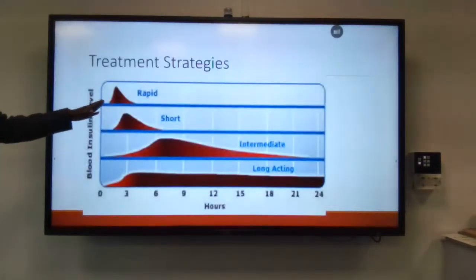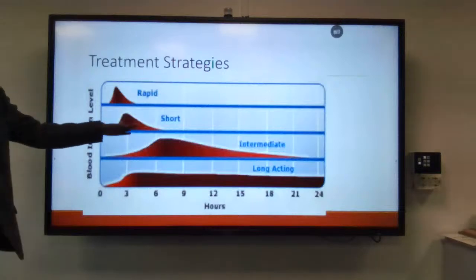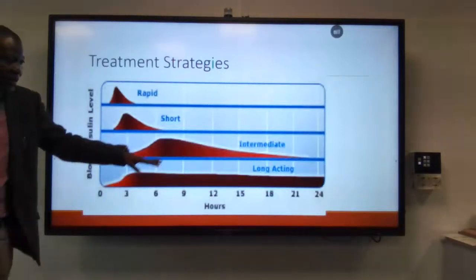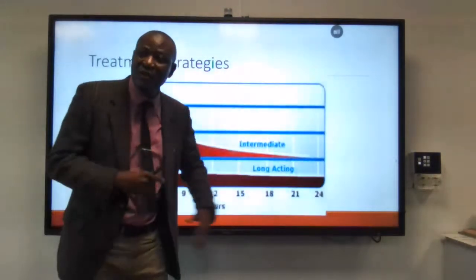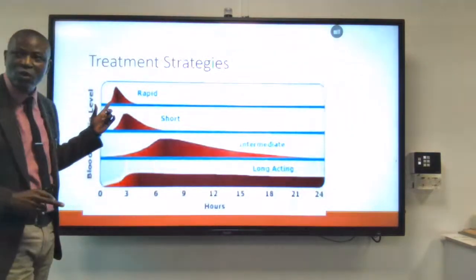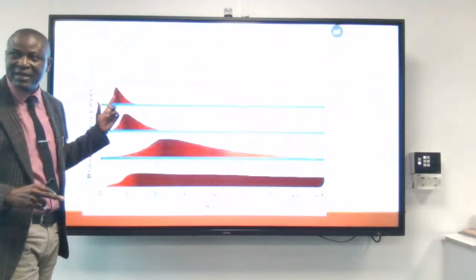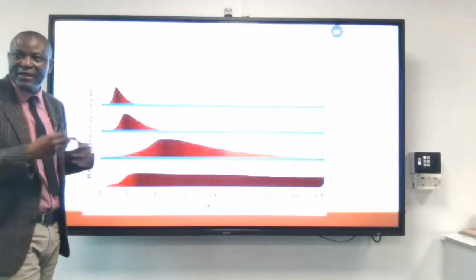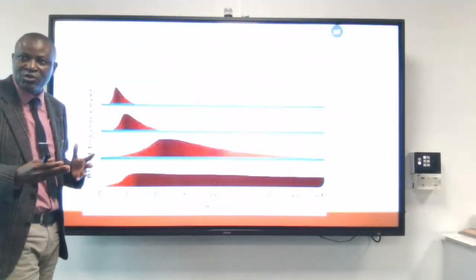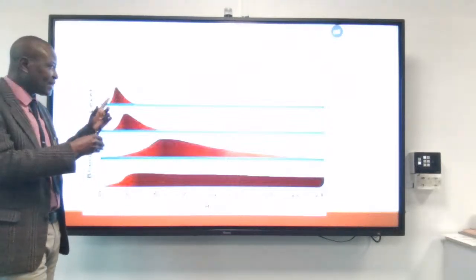But when you need a quick action, then you give rapid acting insulin. You've got the short acting, the intermediate, and the long acting. It's just three things: onset of action. This works within 15 minutes. So take for example, if somebody is going for surgery, or if somebody has got DKA, you want a rapid acting insulin that will start immediately.